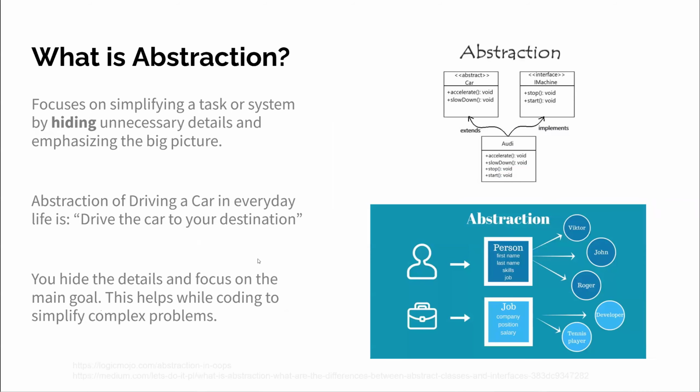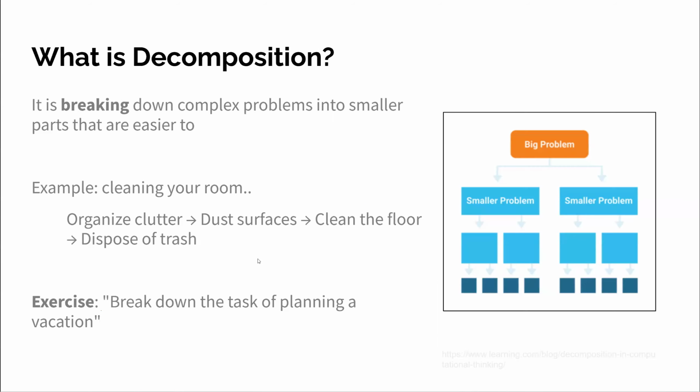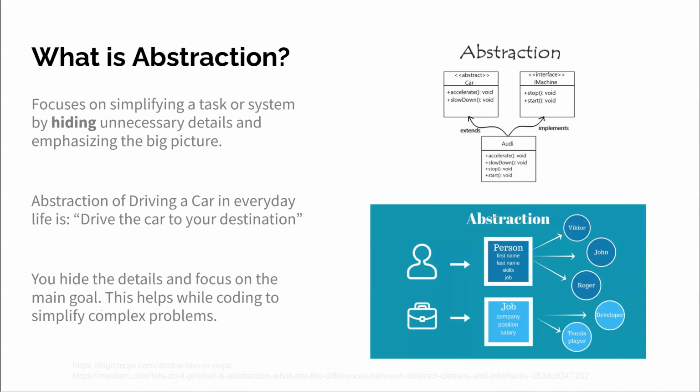Next, we have abstraction. This is the second feature, the second principle of computational thinking. Abstraction is basically simplifying a task by hiding unnecessary details. So we focus on the big picture. We don't need the small details. It's not the opposite of decomposition. Here we have a big problem and we make smaller parts of that big problem. Here we hide the small details and focus on the main points.